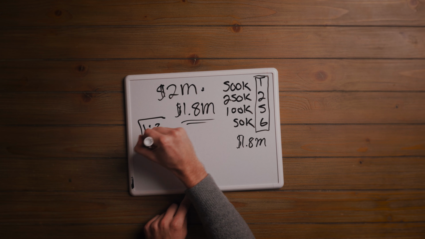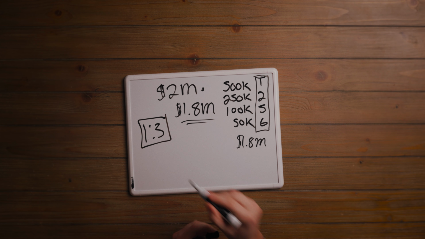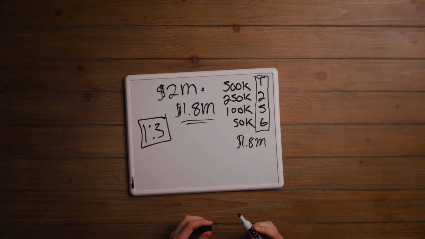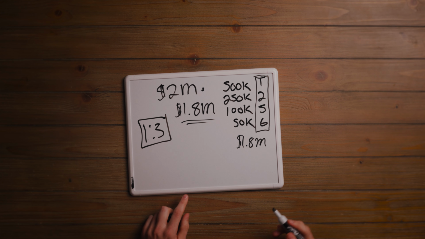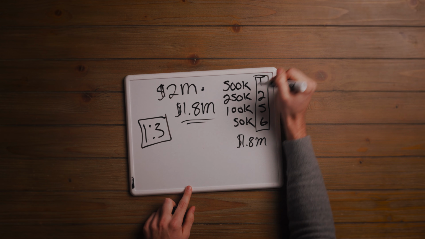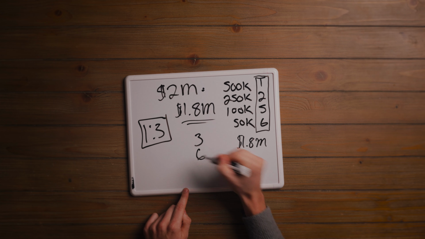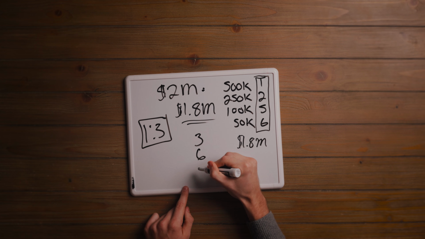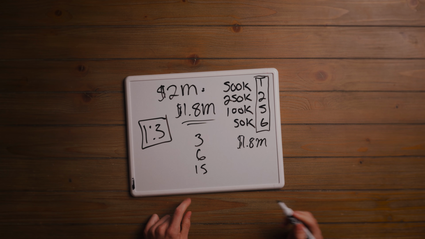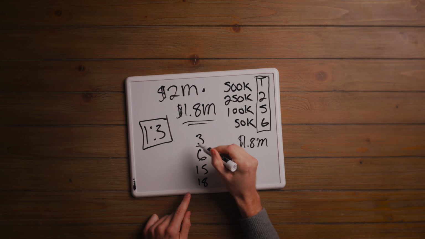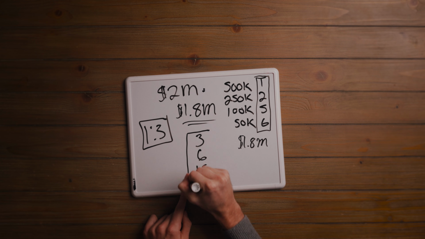So we just build that into the math. We say, okay, our ratio is 1 to 3. That's our ratio of gifts, of how many asks we have to make to actually get that gift. So for the $500,000, we need 3 prospects. For the $250,000, we need 6 prospects. For the $100,000, we need 15 prospects. And for the $50K, we need 18 prospects. So these are your magic numbers here.